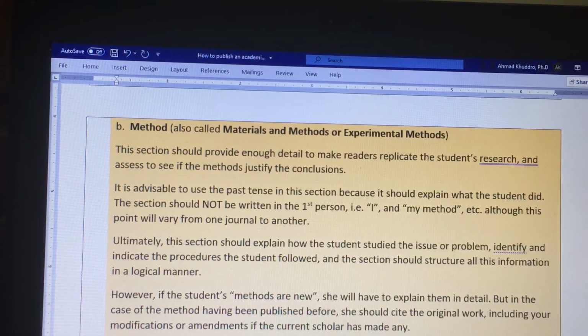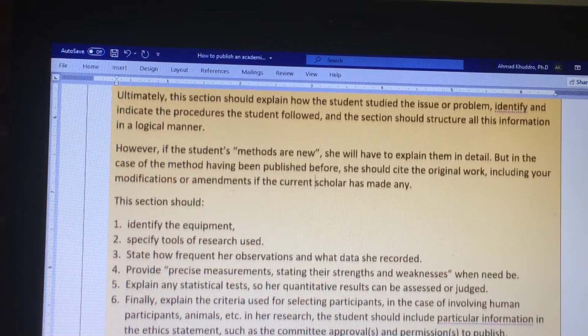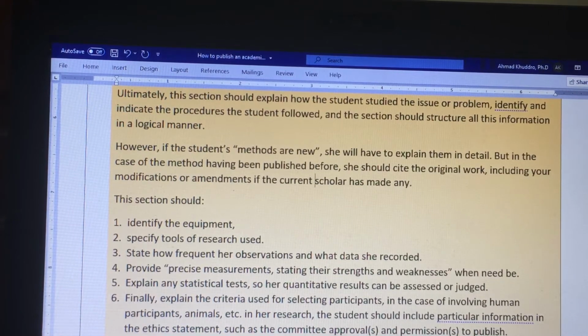So it's either a new method that you're following as a researcher, as a scholar, as a student, which you need to explain really well in detail, or a method that's been published before and you are modifying it, if you have modified it or not. You need to explain that well. So you need to explain in this method section, under the body of the text, the equipment used, the tools of research that are used. You need to say your observation as a researcher, whether it's a male or female, of course, his or her observations need to be written and recorded, and also the data is recorded regularly.